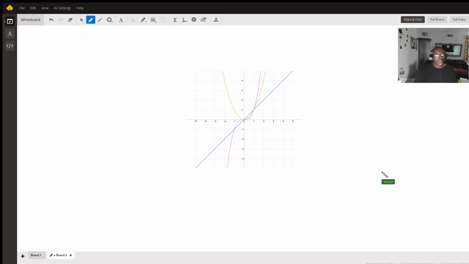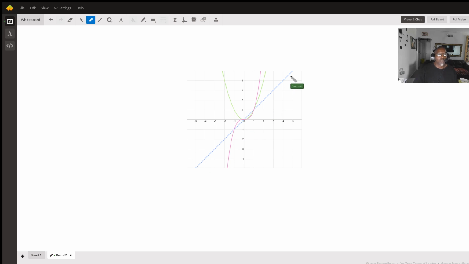So let's look at the following example. We see the green one, a parabola. It doesn't pass the horizontal line test. That means for y equals 3, it has two different values. That won't work. But you see this line here going straight through the origin.